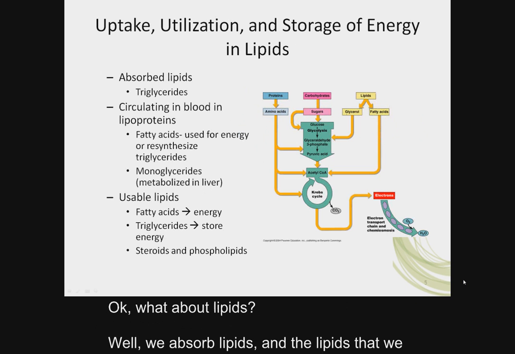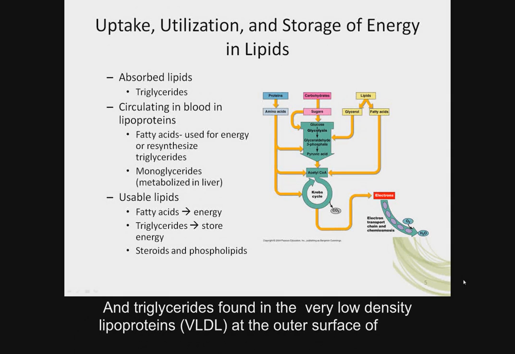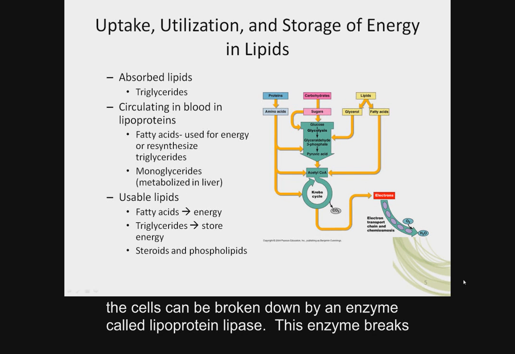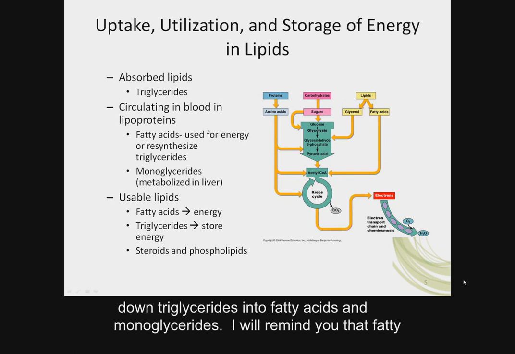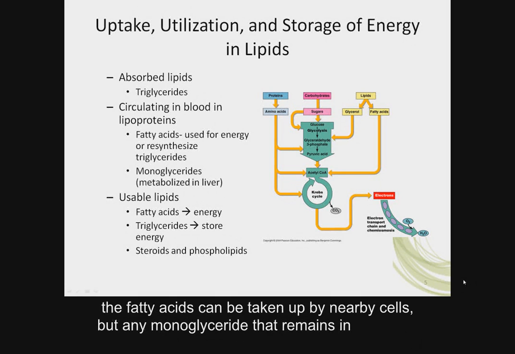What about lipids? Well, we absorb lipids, and the lipids that we absorb have several fates. Triglycerides are going to be transported in the bloodstream as lipoproteins, and triglycerides found in the very low-density lipoproteins at the outer surface of the cells can be broken down by an enzyme called lipoprotein lipase. This enzyme breaks down triglycerides into fatty acids and monoglycerides. I will remind you that fatty acids are long hydrocarbon chains that can either be saturated or unsaturated.